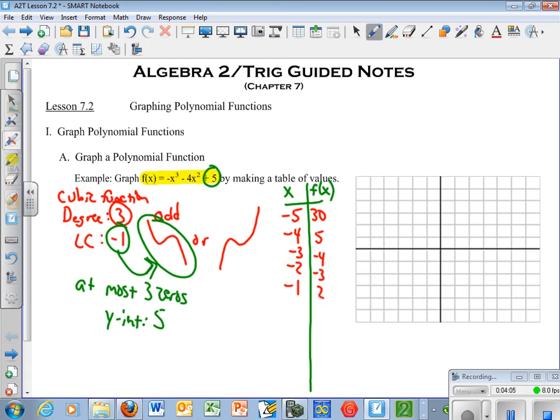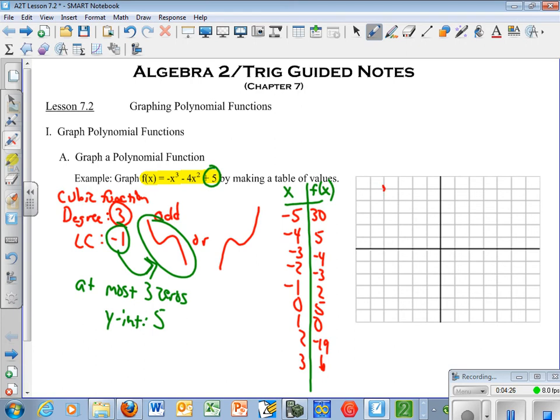And at 0, the y-intercept was 5. We already knew that. At 1, we're at 0. At 2, we're down at -19. And then as we get to 3, it's going to really go down fast. So if we graph this, now -530 I can't put on my grid, but -4, 5 is going to be right here.